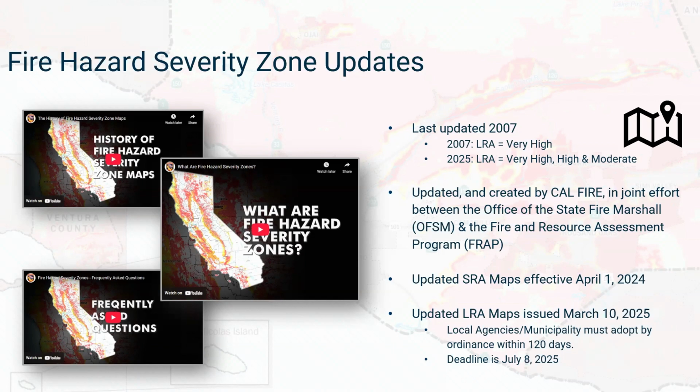They were updated this go around in a joint effort between the Office of the State Fire Marshal and the Fire and Resource Assessment Program. And they do them in 2 batches. They do the state responsibility area first, local responsibility area second. So they came out with the state responsibility area maps, and those became effective April 1st of 2024. And then the reason for me doing this workshop today is that the local maps were recently issued on March 10th of 2025, and our local agencies and municipalities must adopt these within 120 days of that issuance. So that deadline is therefore July 8th of 2025.